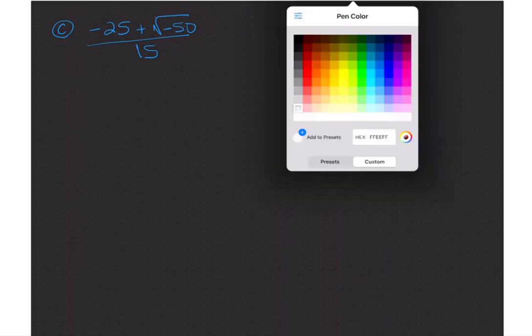So the first thing we want to do is express all of our square roots of negative numbers in terms of i. So I'm looking at the square root of negative 50, and I know that's an imaginary number, so I want to make sure I'm rewriting that in terms of i. So I'm going to rewrite it as, what do I got? 25 plus i times the square root of 50 all over 15.